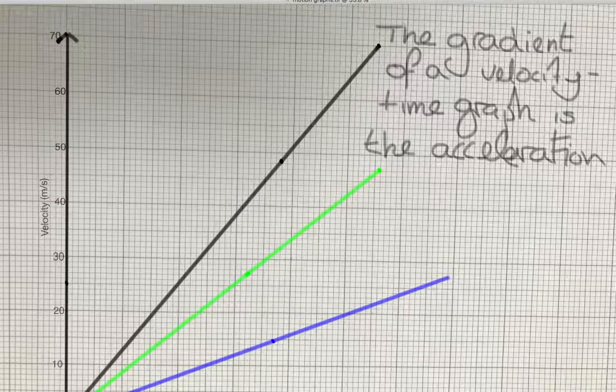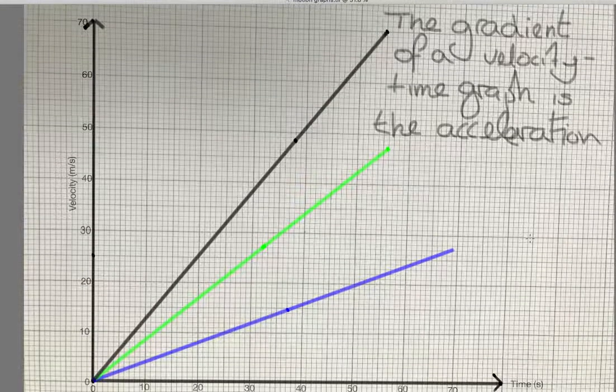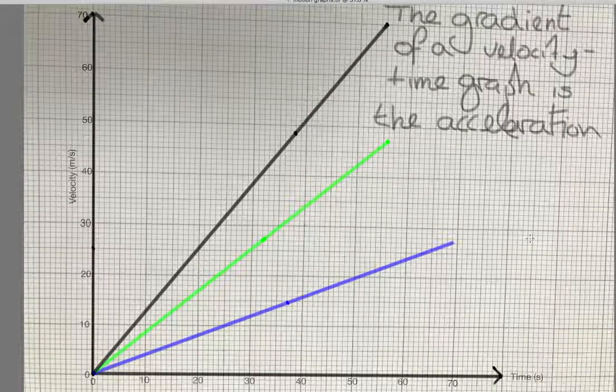So there it is. We have talked about two kinds of graph: displacement or distance against time, and velocity or speed against time. We have talked about what the gradients of those two graphs mean. With the displacement time graph, the gradient, the steepness of that graph, is the velocity or the speed. With a velocity time graph, the gradient is the acceleration.